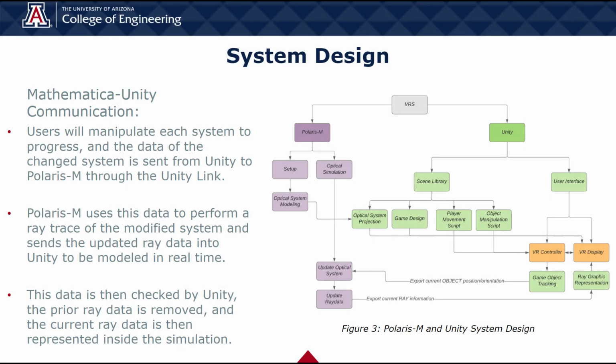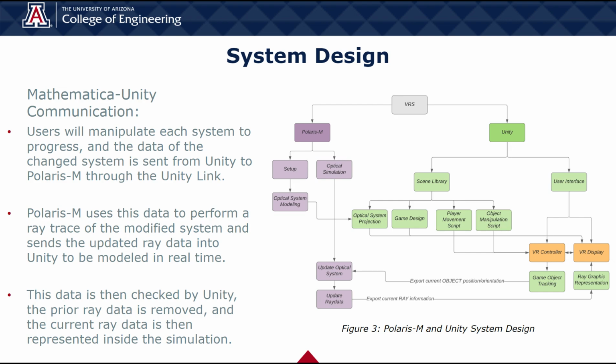Early on in development, we knew that communication between Polaris M and Unity was a top priority. We decided on using Mathematica's Unity Link package after experimenting with it and finding how intuitive it was for us to use with Polaris M. In order to use Unity Link effectively, we needed to design a parser function to efficiently interpret the data being sent from Polaris M and visually represent it in Unity. The pipeline between Unity and Polaris M was the focus of most of our development in this project.